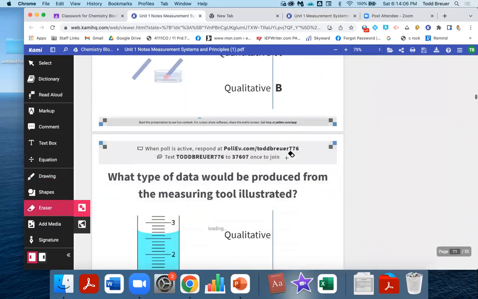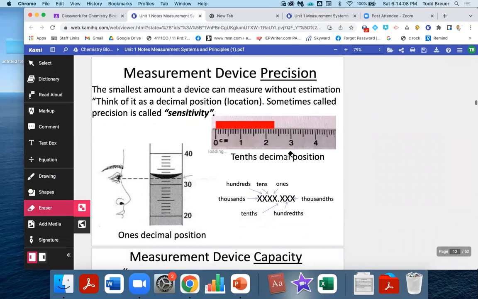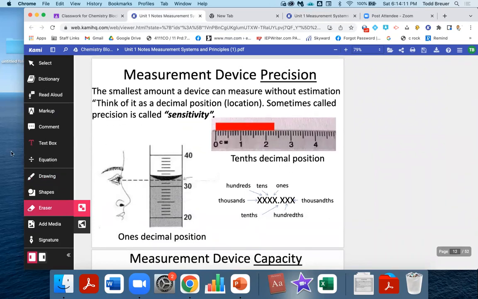So here we are, looking at something called the precision of a device. The precision of a device or a tool relates to a decimal place. Basically, what is the smallest amount that it could measure? Like this ruler here, every time we advance one little space, we call that tenths. So this device has precision of tenths. When we look at this cylinder to the left, every time we advance one little space, we move up 1 milliliter. So the precision of this device is ones.